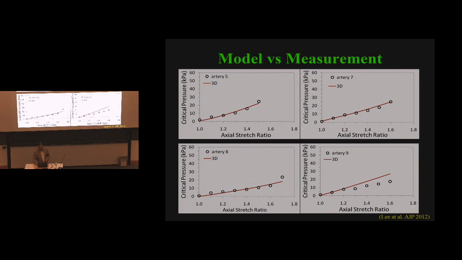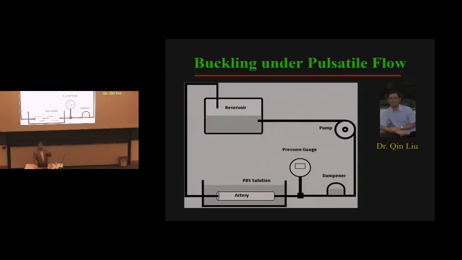So then what we did was, okay, in the vessel, arteries are under pulsatile flow, right? What I just showed was just assuming a steady pressure. So what happened in the pulsatile flow condition? What we did was set up a flow loop, and then you can provide the perfusion flow to the system. So you can adjust the wave to simulate the blood flow.